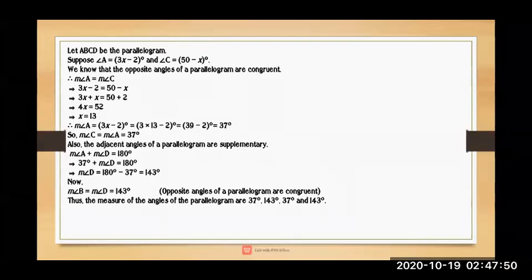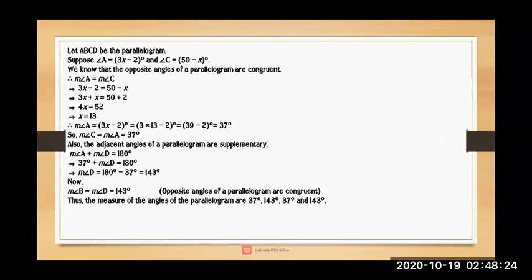Okay, now we will start. We will write the name of the parallelogram, that is ABCD. So let ABCD be the parallelogram. We assume that angle A will be 3x minus 2 degrees, and the opposite of angle A is angle C. So angle C should be 50 minus x degrees. It is already given in the question.